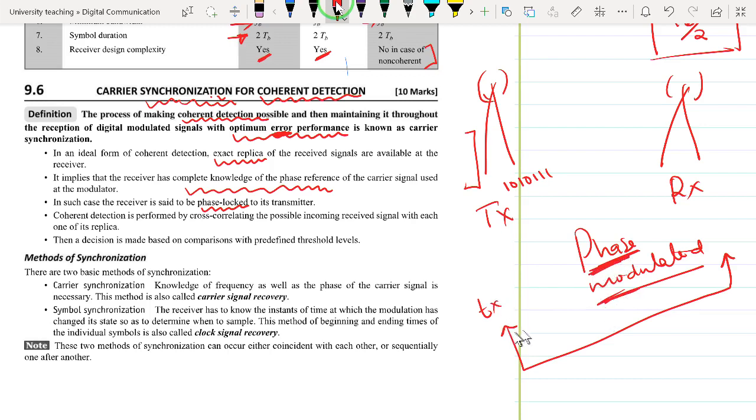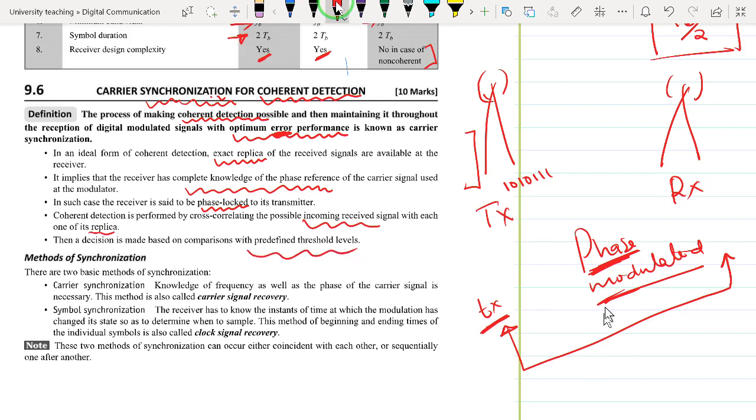So we normally try to identify the phase of the unmodulated carrier at the transmitter. That is the idea. If we are able to do that, in an ideal situation, we can say that we have locked the phase of the transmitter with that of the receiver. Coherent detection is performed by correlating the possible incoming signal with one of its replicas, and the decision is made based on comparison with threshold levels.